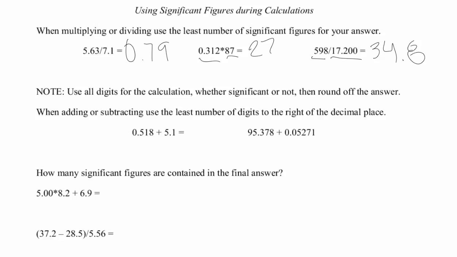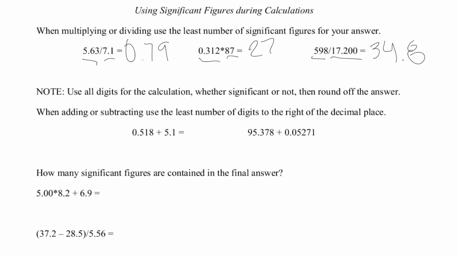So for example, in this first problem where we have this 5.63 divided by 7.1, even though I know my final answer is only going to have 2 significant figures, I don't want to round off the 5.63 to 5.6. You want to make sure whenever you're doing the calculations in your calculator, you take the full number, and then at the end you use the appropriate amount of significant figures. So now we'll move on to adding and subtracting.